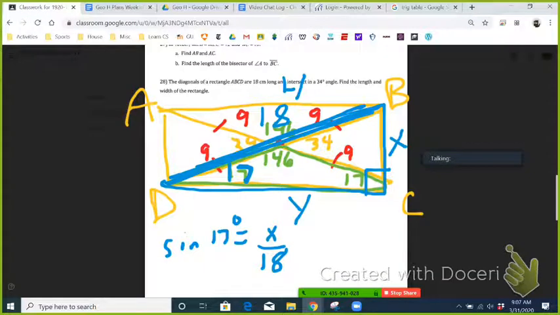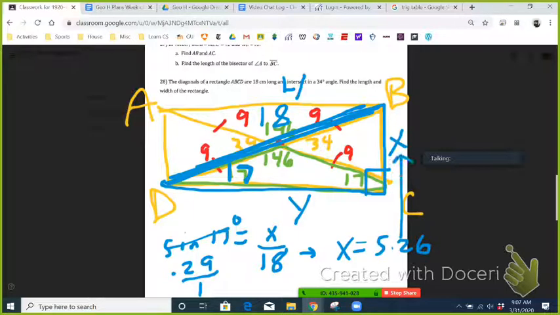Alright, so now you have to do Soh Cah Toa to figure out what that is. So you type in the sine of 17 into the calculator, and that is about 0.29. So if you cross multiply, you get 0.29 times 18 equals X times 1. So you get X is equal to 5.26. So that would be this side right there.